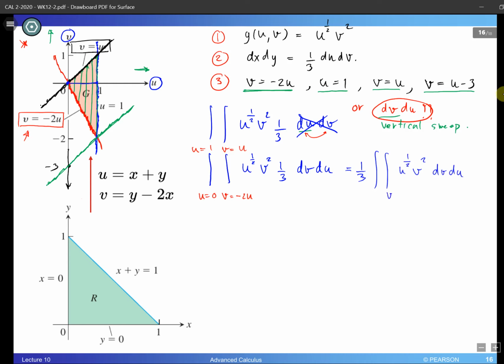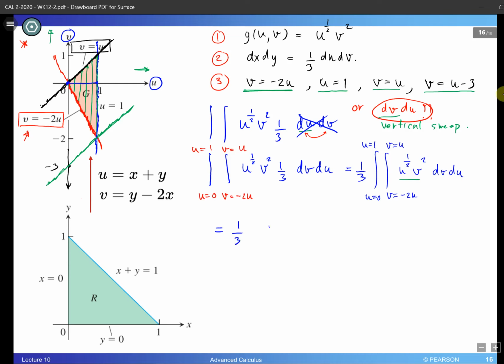Start at v equal to minus 2u. This line, the red line, ends at the black line, v equal to u. The range of u starts from 0 and ends at 1. So this is going to be equal to, let's integrate this with respect to v. With respect to v, we get v cubed over 3. So 1 over 3, everything is still the same.